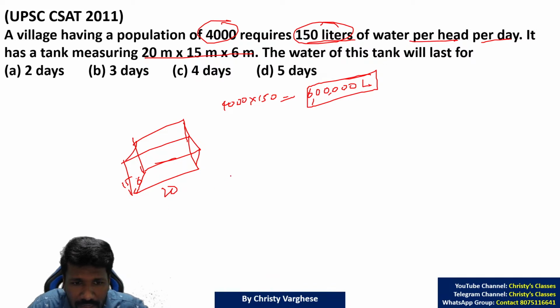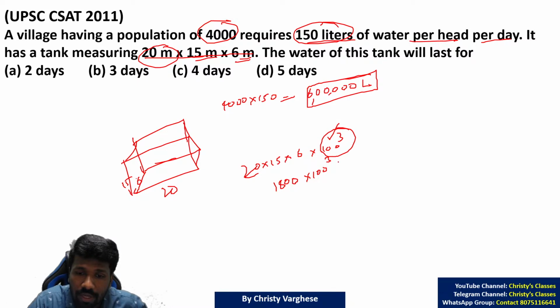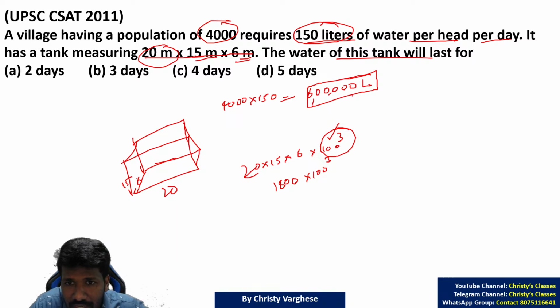So if I convert into centimeter, 20 into 15 into 6, and for each of these I am multiplying by 100. That is 100 cube, because 20 meter in centimeter is 20 into 100, 15 into 100, 6 into 100. As I don't want to write it again and again, I am just writing 100 into 100 into 100, 100 cube. So 20 into 15 into 6 is what? 15 into 20 is 300. 300 into 6, 1800. So 1800 into 100 cube is the total capacity. The water of this tank will last for how many days?